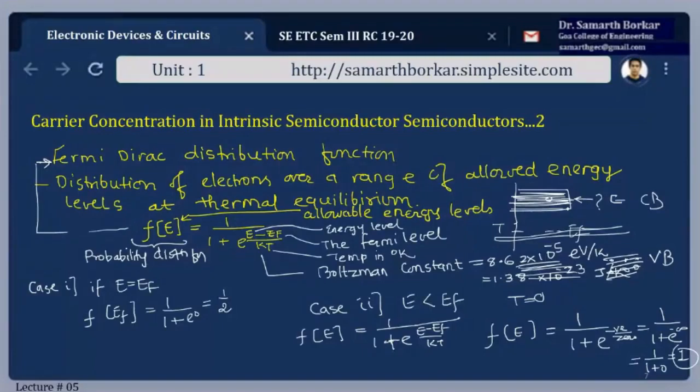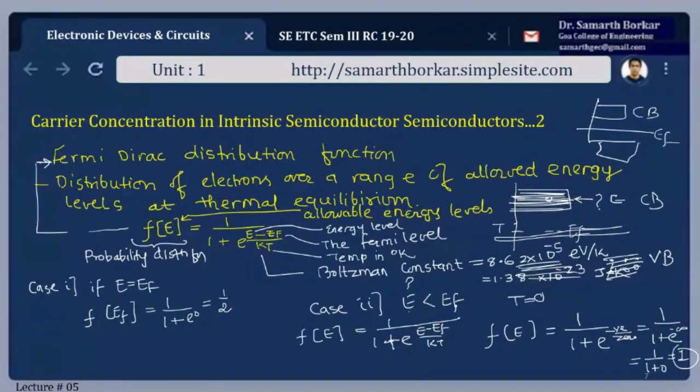Simple fact. Now here what it says: we are trying to find out whether an electron is present at this energy level E or not. If that energy level is less than EF, and EF is at the center, see here, I'll just redraw it again. Conduction band, valence band, and this is your energy, EF.